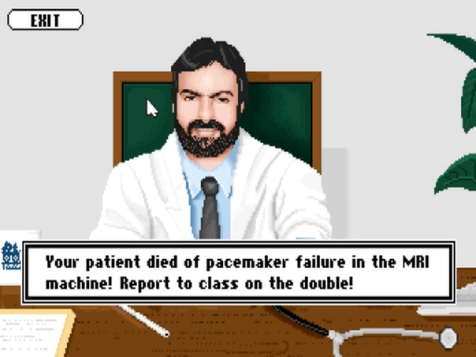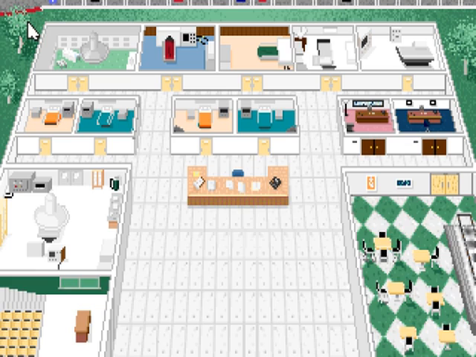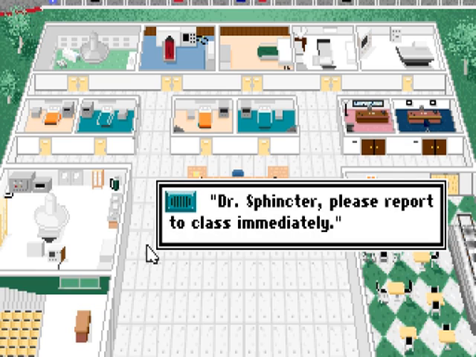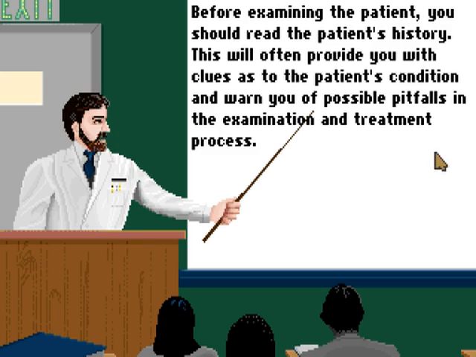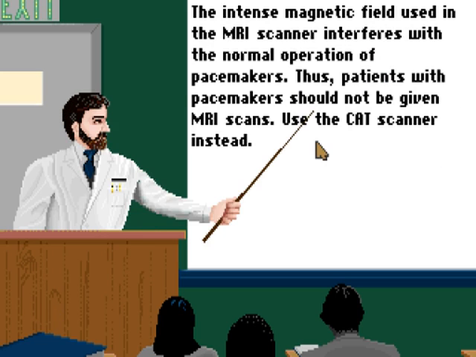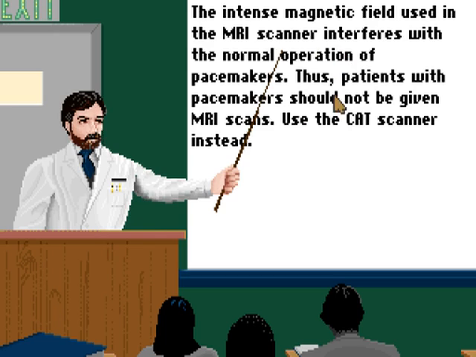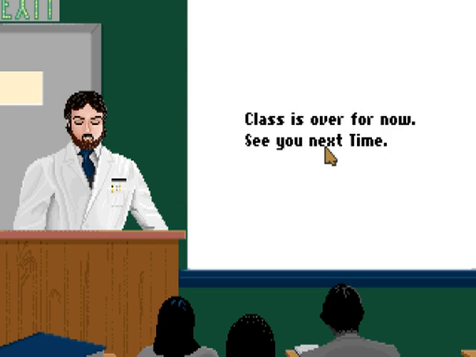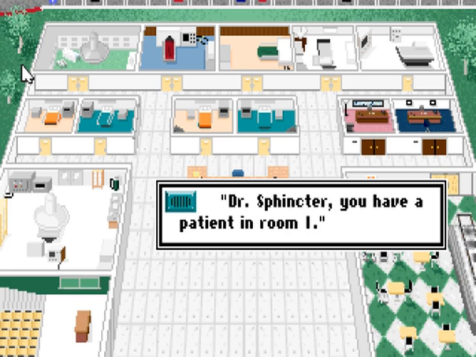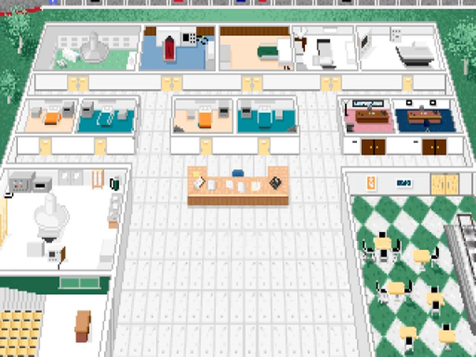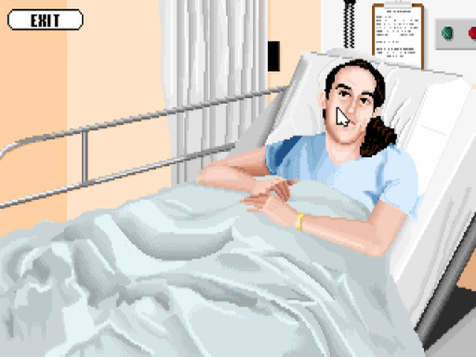Your patient died of pacemaker failure in the MRI machine. Report to class on the double. Severe punishment in this hospital here. Let's find out what we did wrong. Read the history, and yes, the MRI made the pacemaker explode, and that's about it.